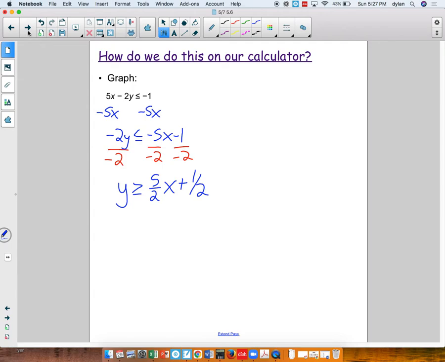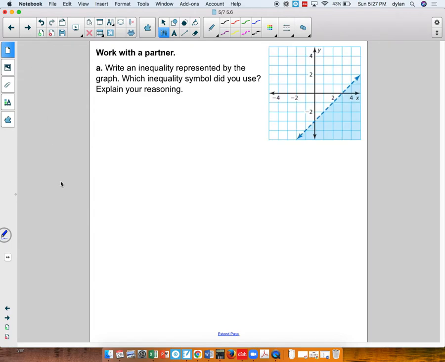All right, so our next example here is what if we want to work in the other direction? We want to write an inequality represented by the graph. So the things I would notice here is I'd probably start by recognizing that we're shading below.